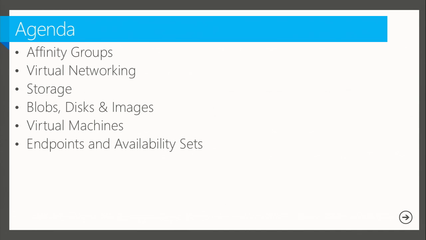So we're going to walk through some steps on how you should really do this. We're going to start off with working through affinity groups and virtual networks.